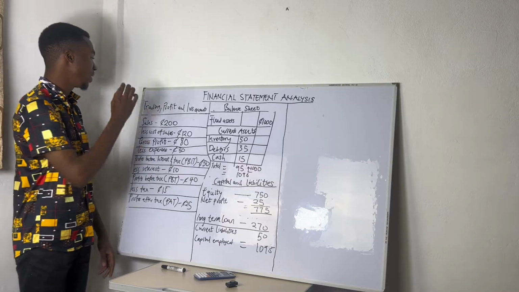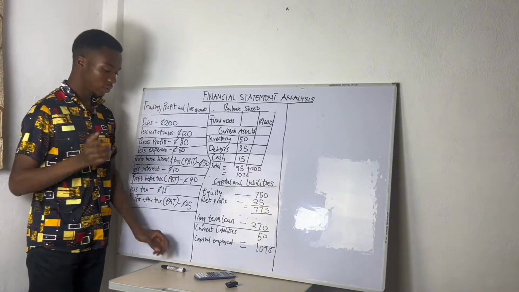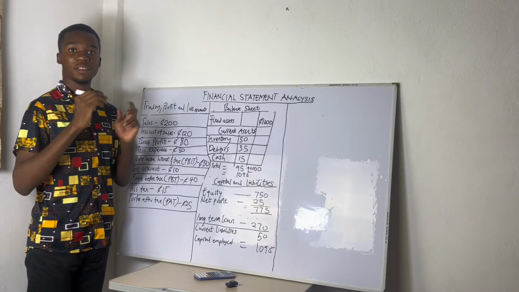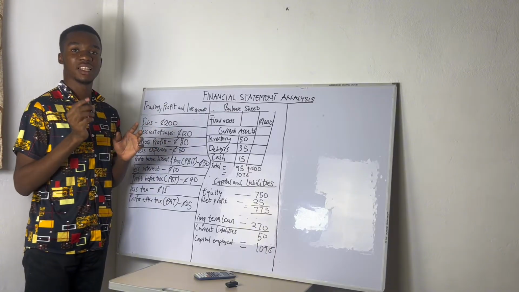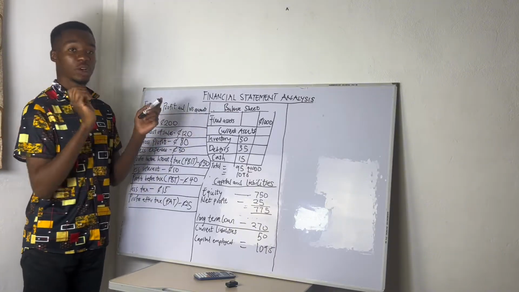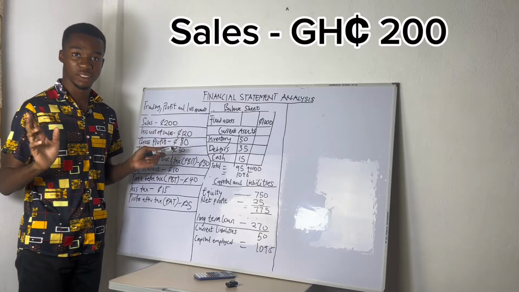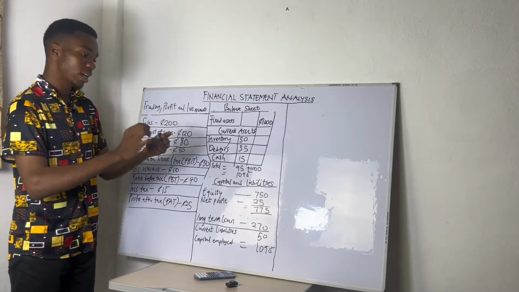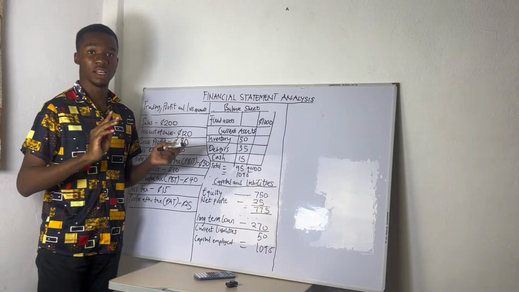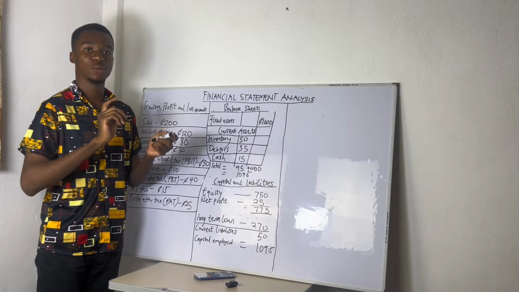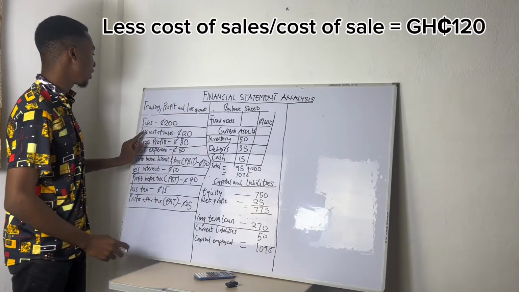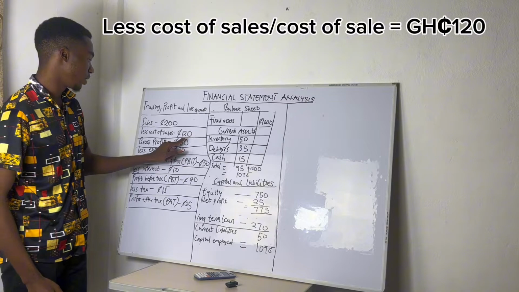So we said at the beginning you made the sales. Let's assume this is the marker I was producing. Everything plus the cost, interest, tax, and everything amounted to 200 cedis. One is 200 cedis. Someone has bought it. Now we said that we use an amount of money to produce this marker. So let's assume that we use 120 cedis to produce this marker. We call it the less cost of sales. So that one is 120.